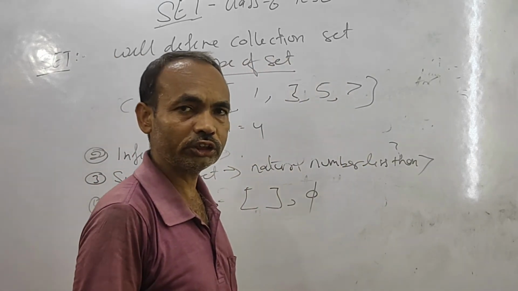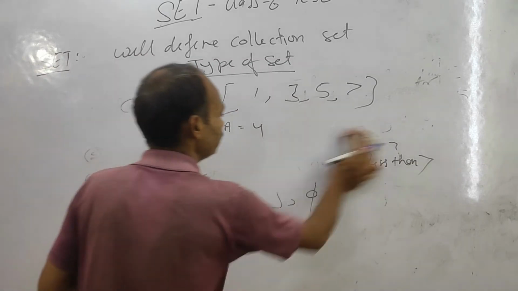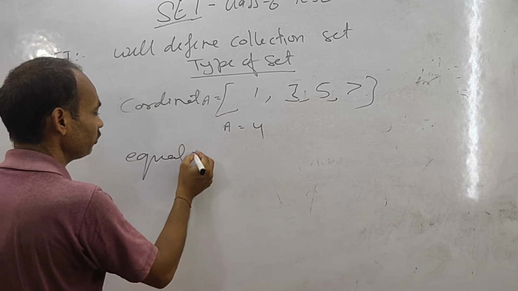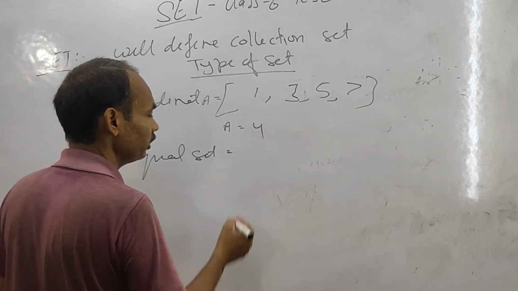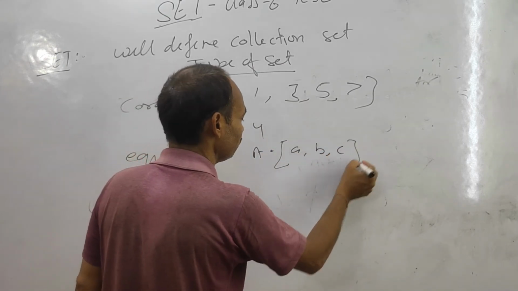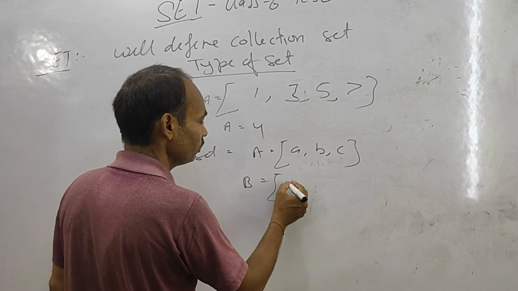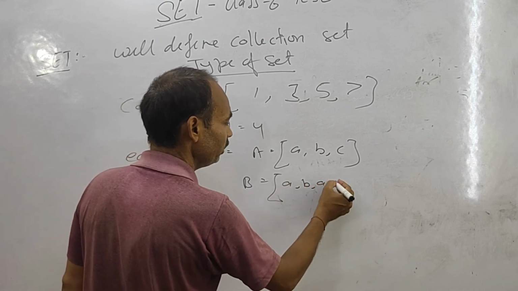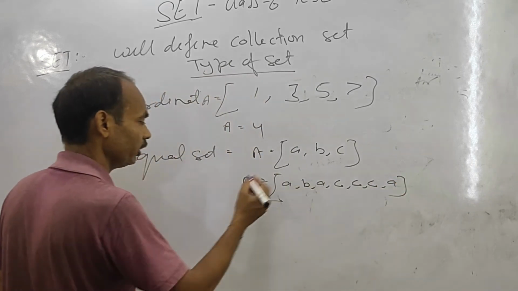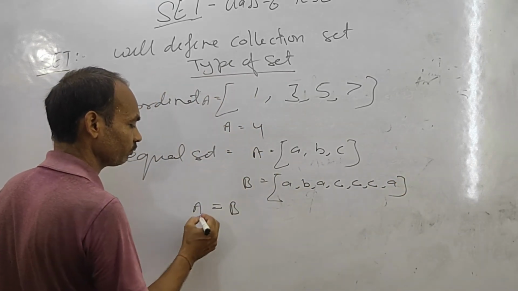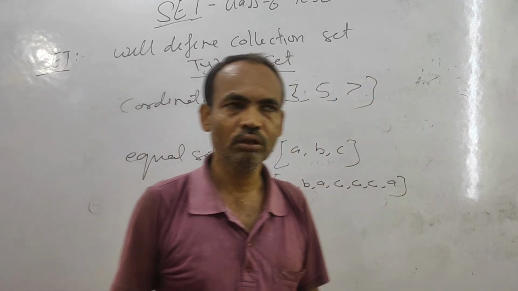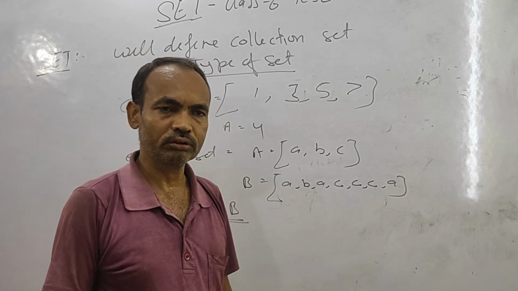Equal set. What is an equal set? The next topic is equal sets. If the elements are the same, then it is known as an equal set. A is equal to {A, B, C}, and B is equal to {B, A, C}. It is known as an equal set. Then A is equal to B. This is the mathematics of Class 6 ICSE chapter Set.